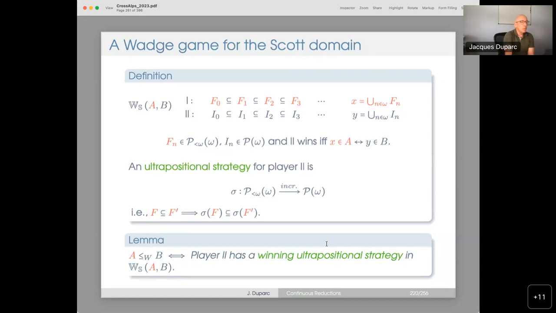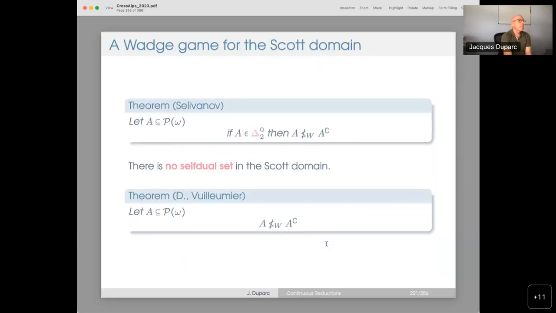So this is a way of presenting things. You may say, well, this is complicated. This notion of a winning ultra-positional strategy, it is not clear how we can check that a given strategy is like this. Yes, but sometimes if you can show that one has a winning strategy, you for sure know that two has no strategy, so in particular no ultra-positional winning strategy. So this is exactly how we used it.